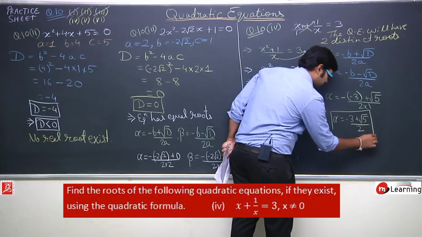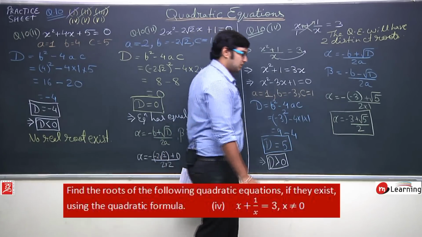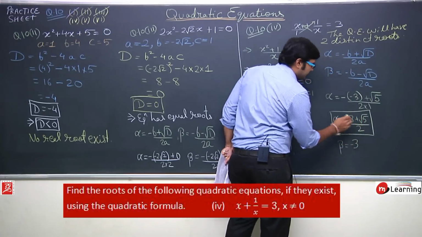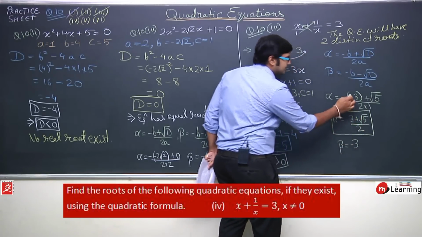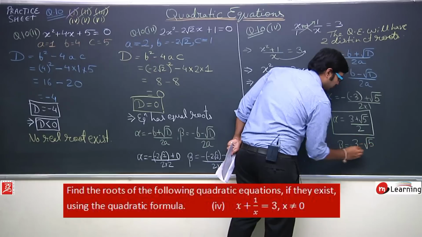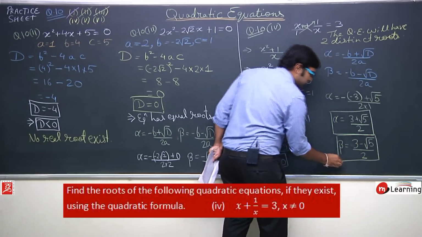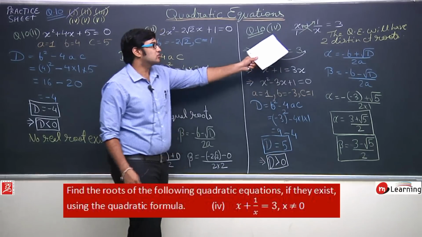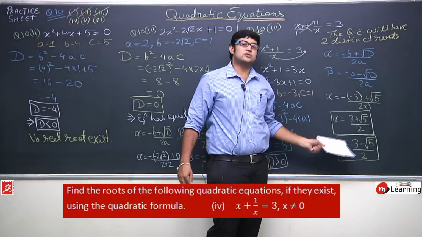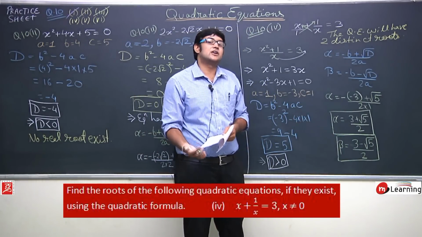Okay, so this is the value of alpha. And similarly we can determine the value of beta. The value of beta will be plus 3, because this minus and minus will become plus 3. So this will be 3 minus root 5 upon 2. So these two will be the roots, the solutions of this quadratic equation. You can see that determining these kind of roots by the method of completing square or factorization will be very very difficult.